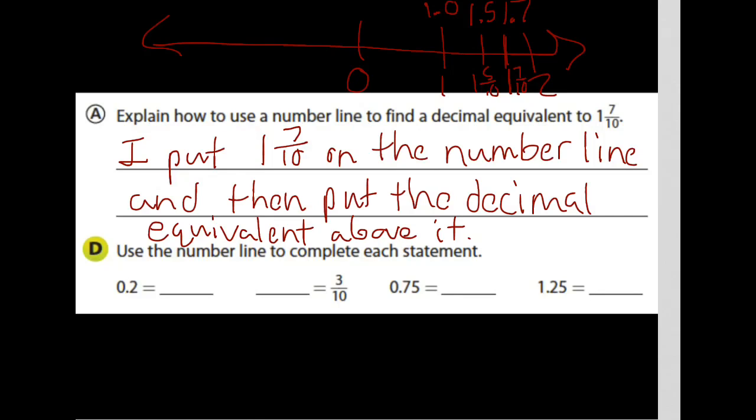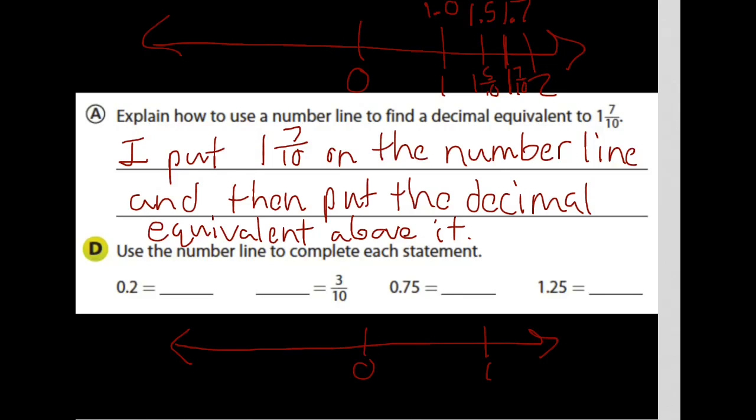So for the next part, letter D, use the number line to complete each statement. So I'm going to put a number line on the bottom again. I'm going to put 0 in the middle. It looks like all of these numbers, except for the last one, are less than 1. So I'm going to put 1 to the right, and I'll start with 2/10, which is on the left.